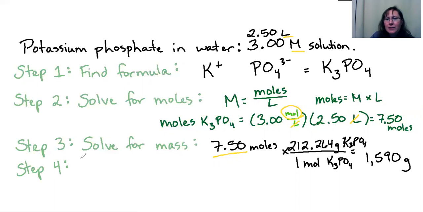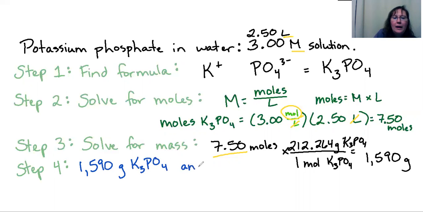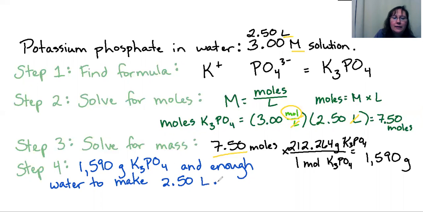Step 4 is basically just to say how we're going to make it. So in this case, you take 1,590 grams of K3PO4 and enough water to make 2.50 liters. And that's how we would make this solution, using the idea of molarity.